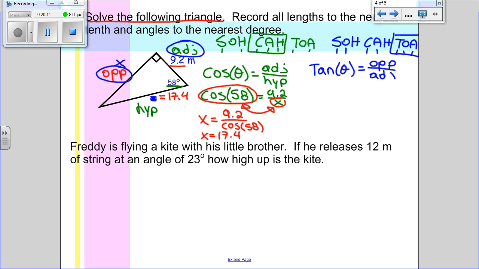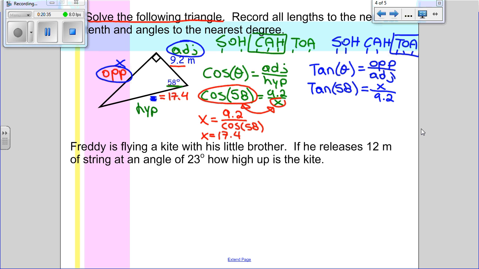We fill out the things we know. So instead of theta, we put in the angle of 58. Instead of opposite, we put x. Instead of adjacent, we put 9.2. Because x is on the top, we can get rid of this 9.2 by multiplying both sides by 9.2.